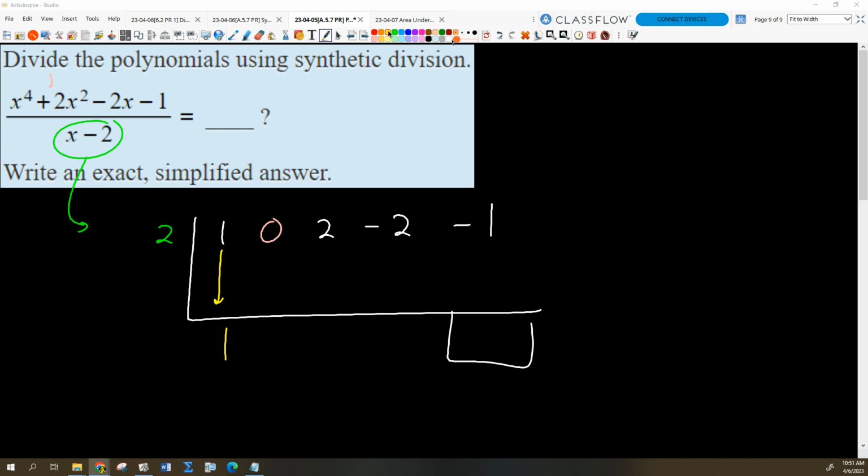As soon as the number goes below, what do we do? Multiply. 1 times 2 is 2. Plus 0 is 2, times 2 is 4, plus -2 is 2, times 2 is 4, plus 6... times 2 is 20, plus -1 is 19. We got it, right?